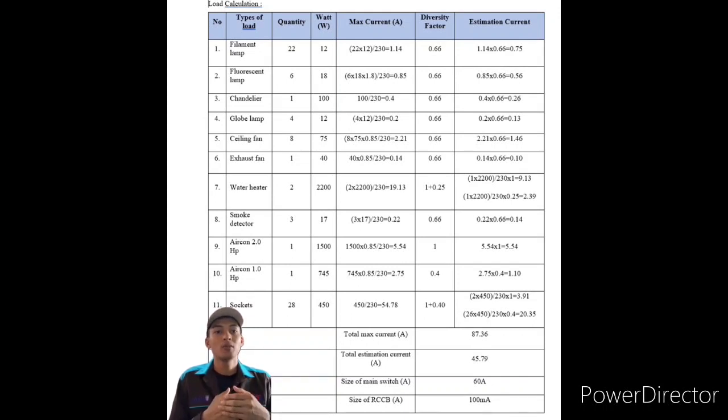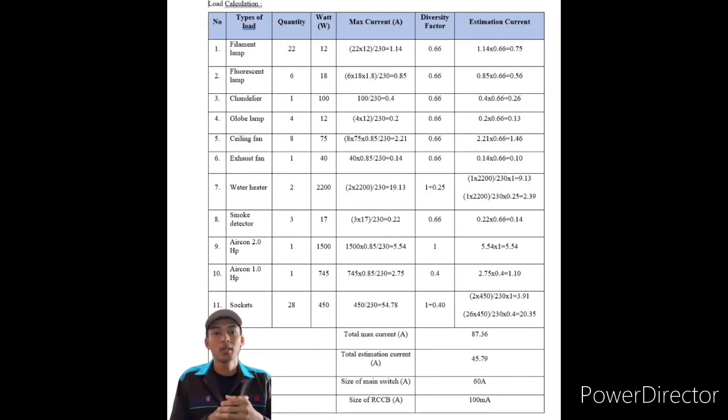For the max current, 40 watt multiplied by 0.85 for the power factor of motorized unit, divided by 230, we'll get a maximum current of 0.14, multiplied with the diversity factor of 0.66, and we'll get the estimation current of 0.1 ampere.